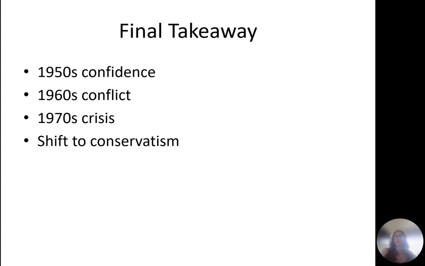Instead, it moved through confidence, conflict, crisis, and realignment. And by 1980, Americans were ready for a new direction, one that emphasized stability, tradition, and limited government. And you're going to see that especially playing out in politics with the election of Ronald Reagan and then his vice president, George Bush.